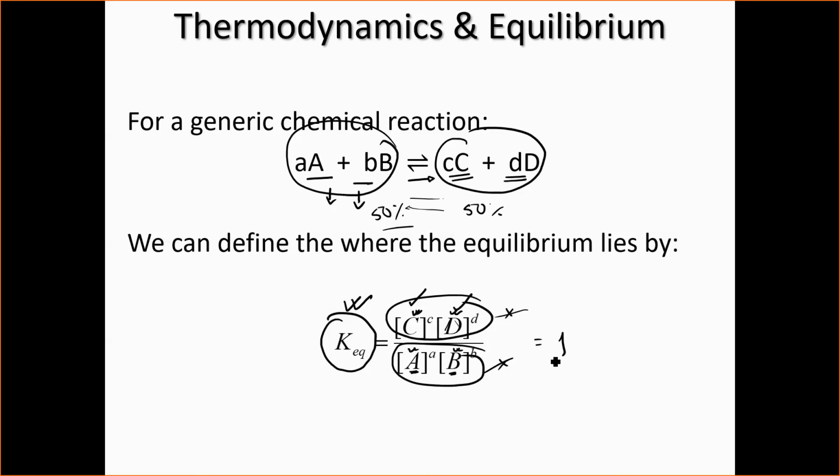Now, if the reaction is favorable, will K be 1, more than 1, or less than 1? More than 1, right? If the reaction is unfavorable, will it be more than 1, less than 1, or what's going to happen? It will be less than 1, right? That's what it is. Now you understand the fundamental, right?